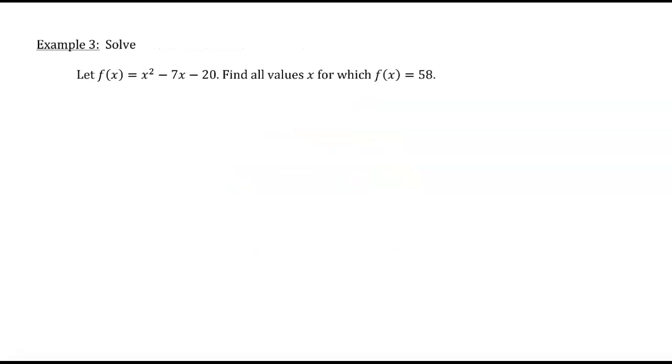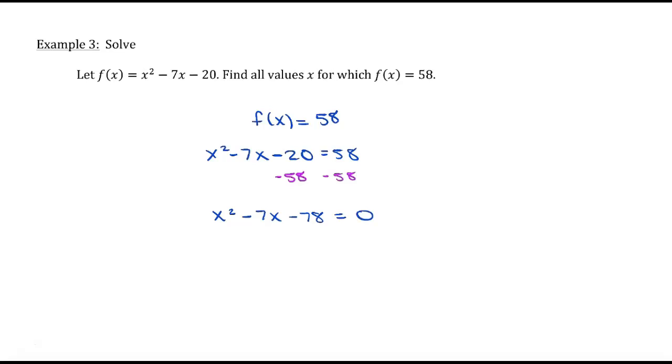Example 3 is similar to example 2, but instead of finding values of x for which f of x is equal to 0, now we want to find values of x for which f of x is equal to 58. So we will again start by switching out the function for its formula. That is, we want x squared minus 7x minus 20 to equal 58. Subtracting the 58 from both sides, we can have this as a quadratic equation in standard form. We'll have x squared minus 7x minus 78 equals 0.